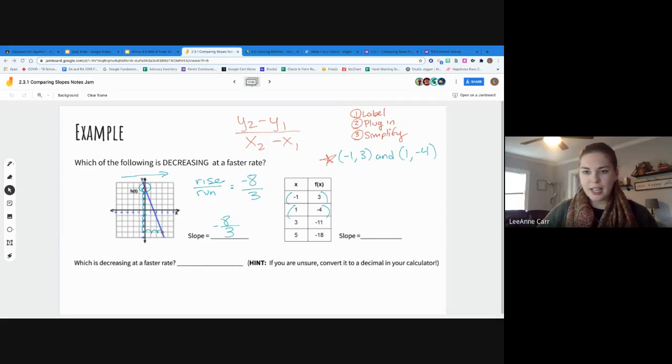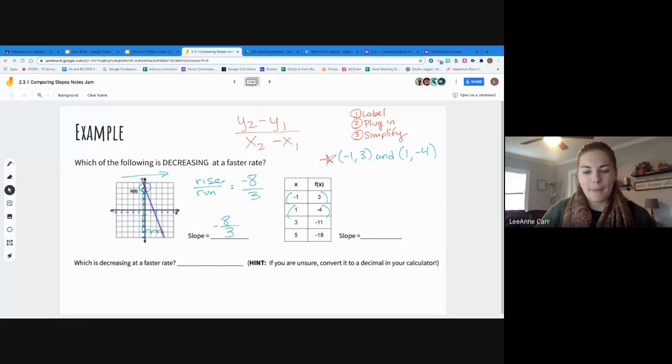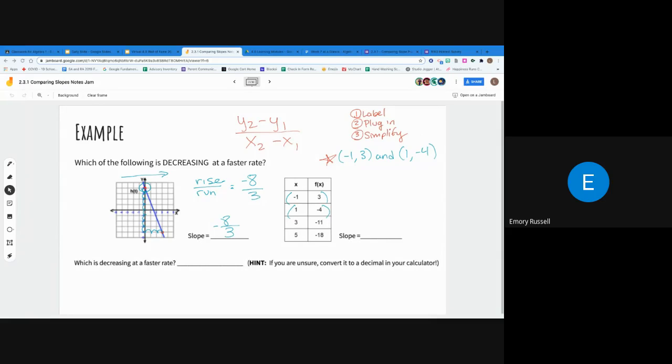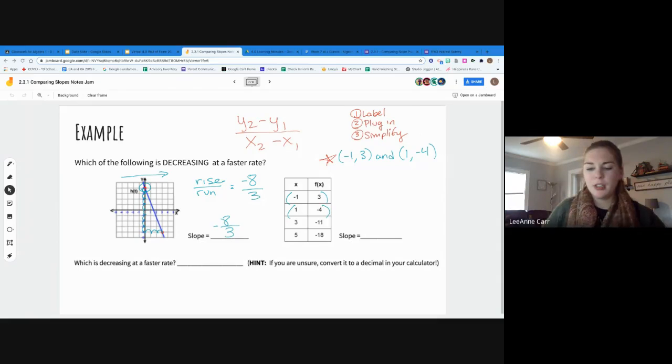Emery, what did you get as your slope here? I'm sorry, what was the question? You're finding the slope between these 2 points. What did you get as your slope? You see, I've been working on it for a while, but I couldn't find it. So we're gonna work through it together, Emery. First step is label. What comes first, X or Y, sir? Just keep your mic on. We're gonna work through it together because I'm sure you're not the only one that has questions.